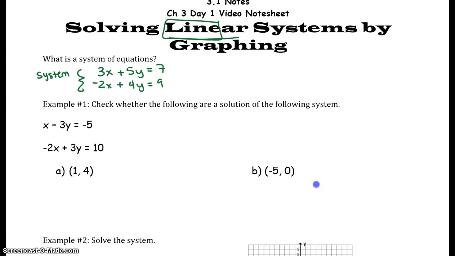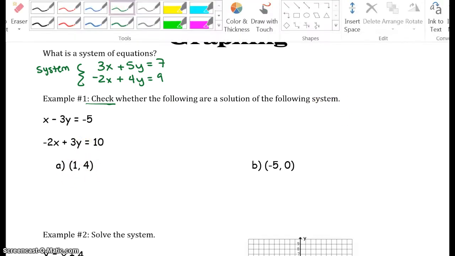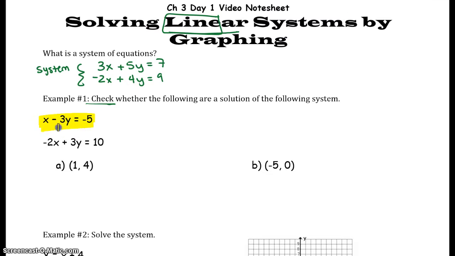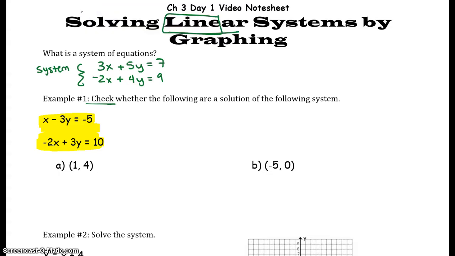Before we get into the heart of systems of equations and graphing them, we need to know how to check if a point, one point, is a solution or not. So in example 1, it says check whether the following are a solution of the following system. Here's the first point, (1, 4), and the system is right here. I'm highlighting it right now. What we want to know is, is the point they gave us a solution to the system?